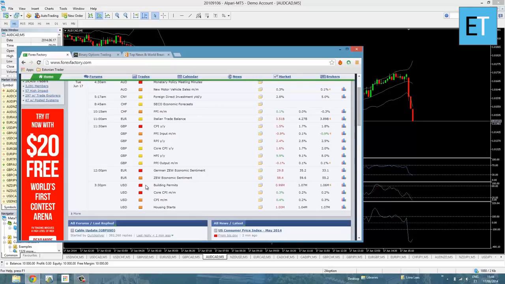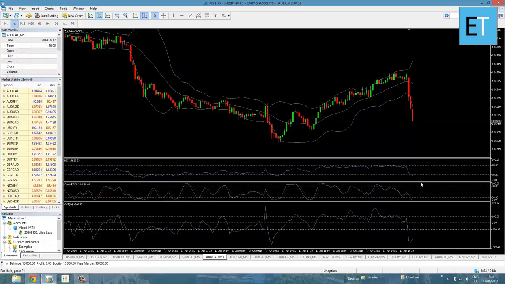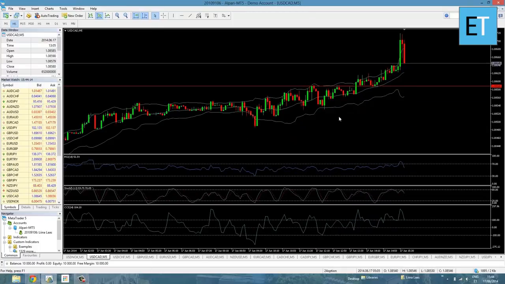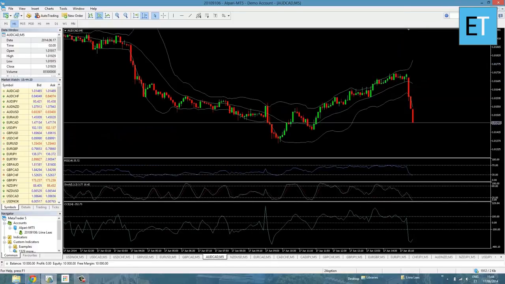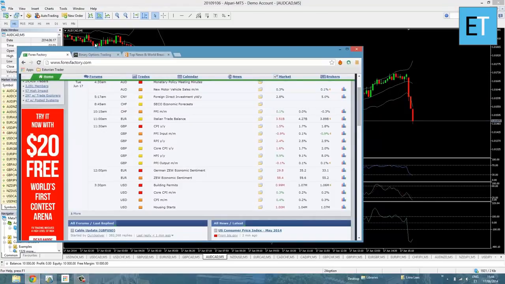For example, about 15 minutes ago there was an announcement. So let's look at US dollar here. So sudden jump. Okay, now back to the trade. I'm going to start that now.